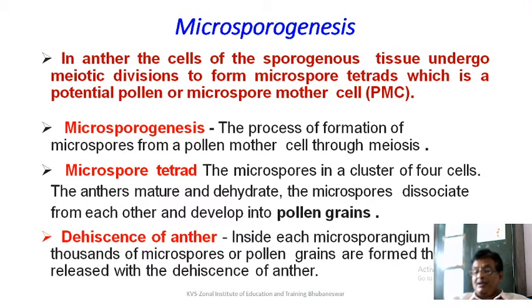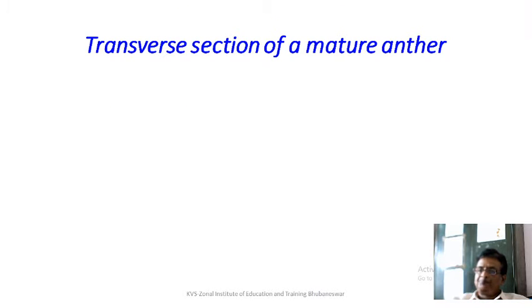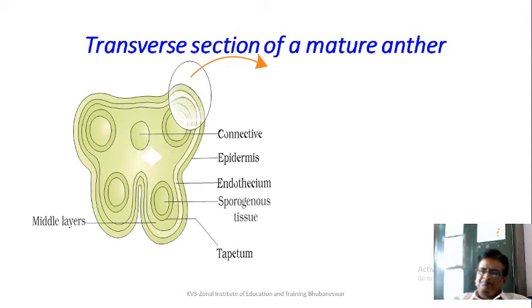Naturally, the term dehiscence is a new terminology. Dehisce is to get released. Inside the microsporangium, several thousand microspores or pollen grains are formed that are released with the dehiscence of the anther. Let us have a look at the transverse section of a mature anther.